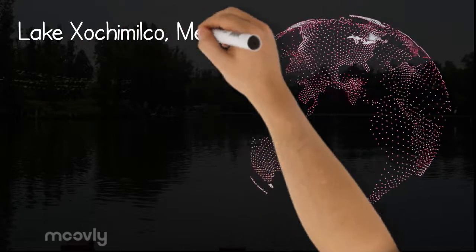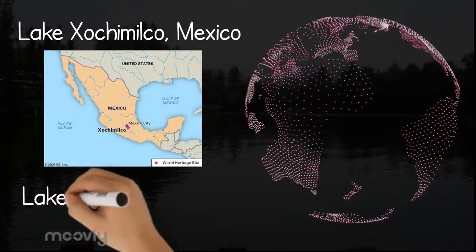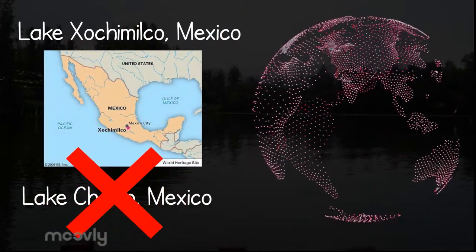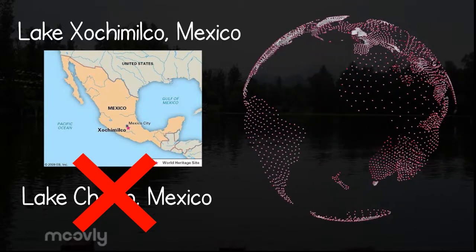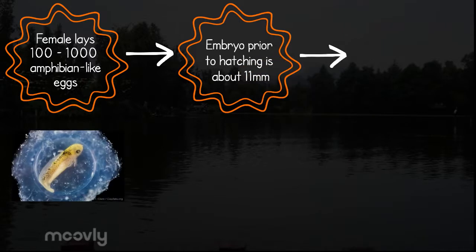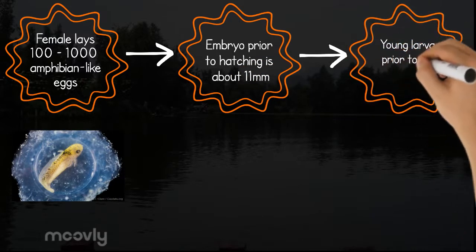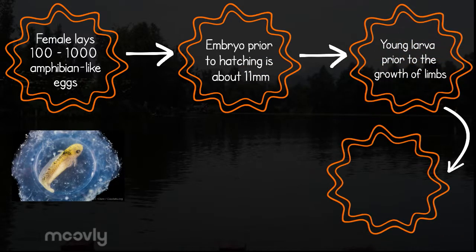Axolotls are found exclusively in the lake complex of Xochimilco, near Mexico City. Although once found in Lake Chalco, the lake was completely drained to prevent flooding. The female axolotl will lay about 100 to 1,000 amphibian-like eggs, which hatch in approximately 2 weeks. Prior to hatching, the embryo will be about 11 millimeters. The axolotls will then be young larvae prior to the growth of limbs.